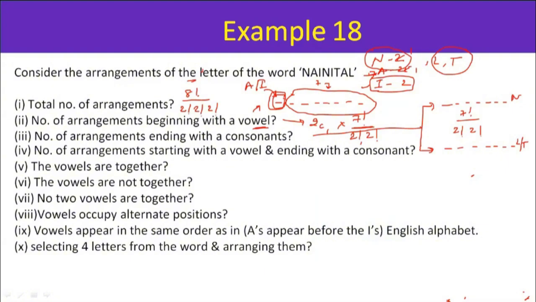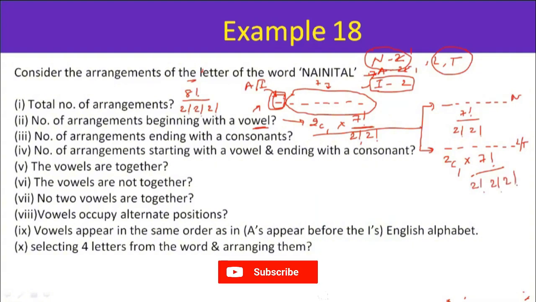However, if the last one is L or T, first of all, I'll have to do 2C1 because it could be either L or T. Now that I have fixated L or T in the last position, the leftover letters are 7, which can be arranged in 7 factorial. However, I have 2 N's, 2 A's and 2 I's here. So it has to be divided by 2 factorial, 2 factorial, 2 factorial. You all are brilliant in maths. Add it, 2 gets cancelled. 7 factorial, this and this.